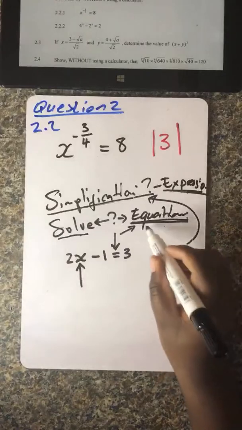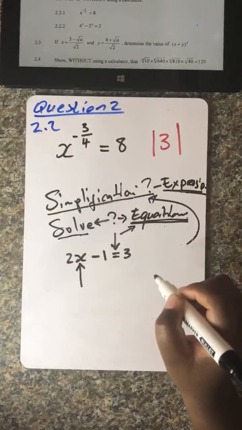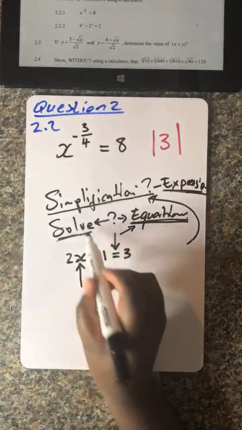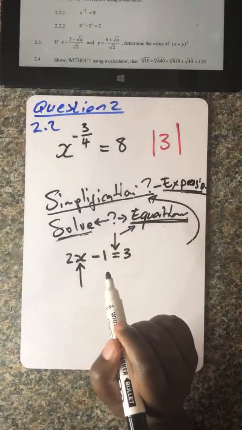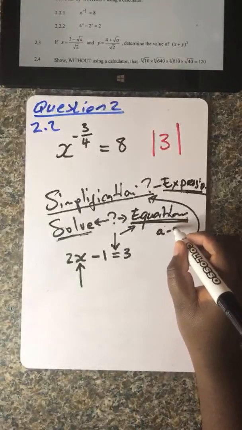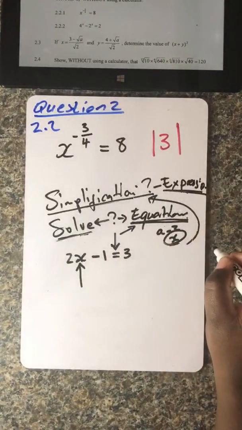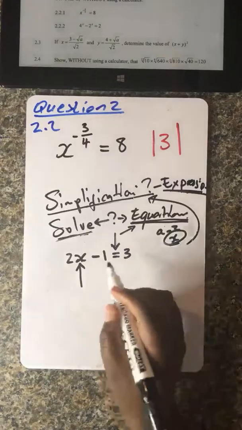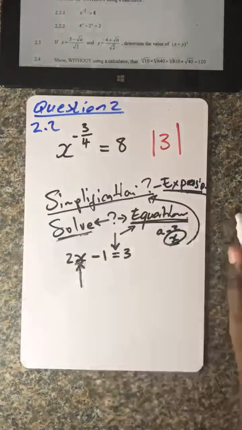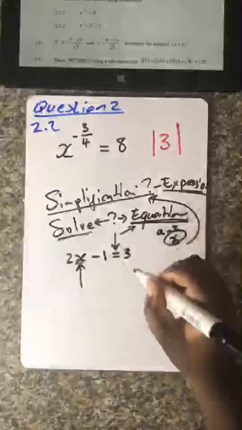Remember, this is an equation, right? It's an equation because there is that equal sign. Because it's an equation, what are we doing? We are solving. What are we solving? We are solving for the unknown. What is the unknown? The unknown is any letter from A up to Z. In this case, the unknown is X. Very much important, guys. So when you solve for X, what exactly are you trying to interpret?